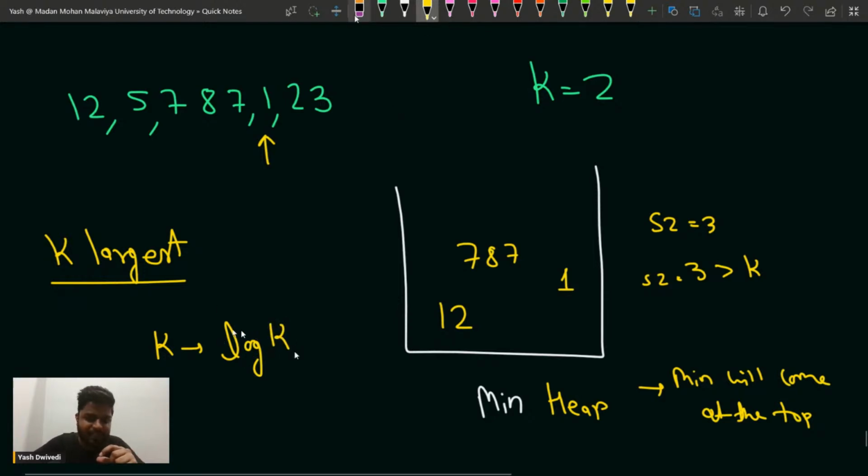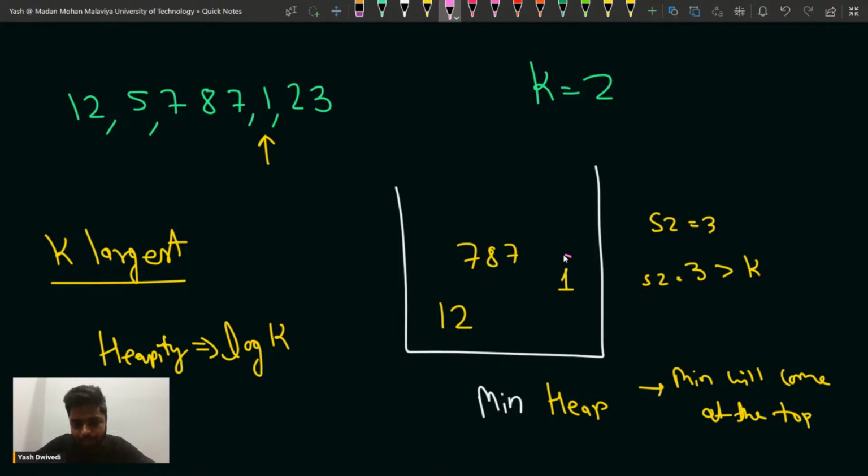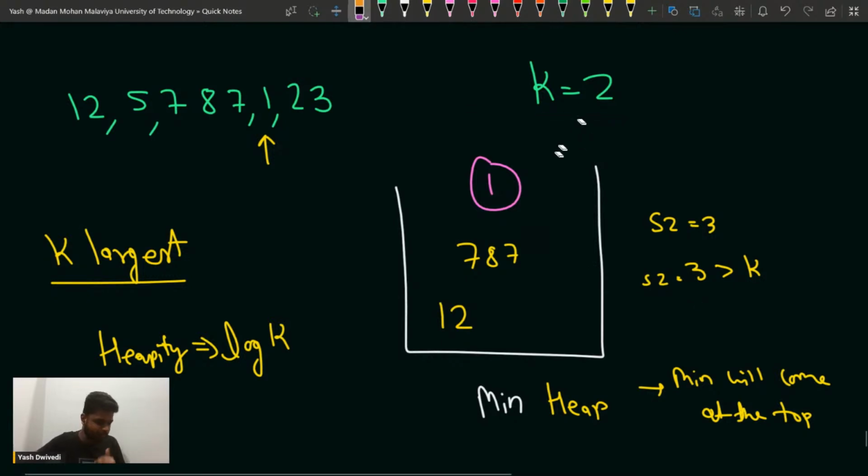If I have k elements at a particular point of time, the heapify process will take log of k time, because k is the maximum size. So now what will happen? I have this element 1 here. Now what will be the topmost element? The topmost element will be 1. Since the size is greater than k, that is, greater than 2, I will remove the topmost element again.